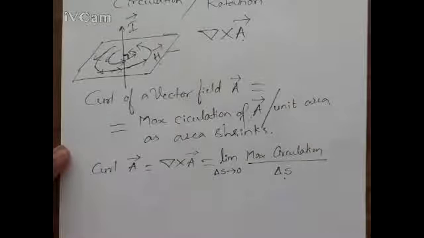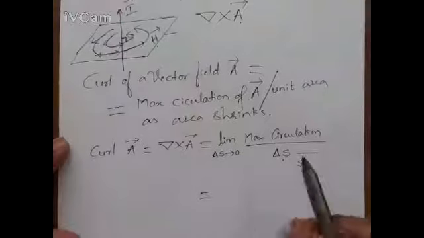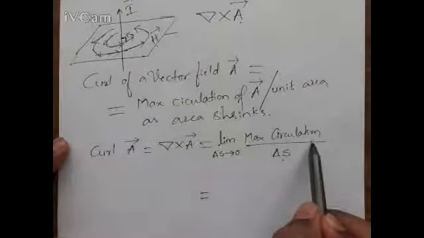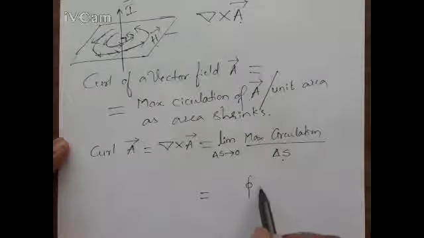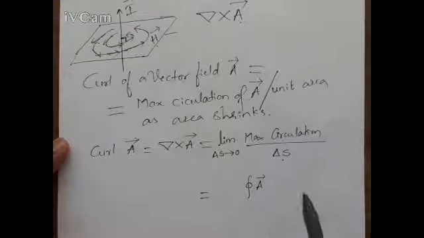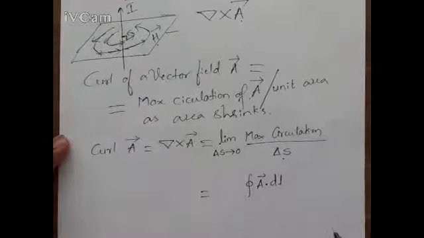Or we can write the curl as follows. The maximum circulation around any path can be given as the closed integral of the vector A. It is the closed integration of the vector A. This we have seen.